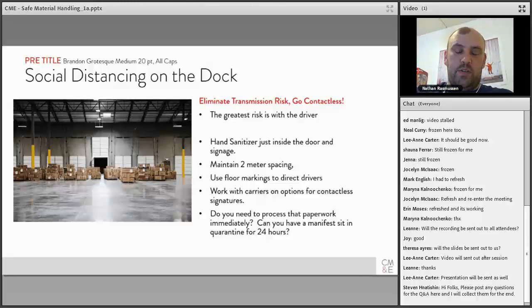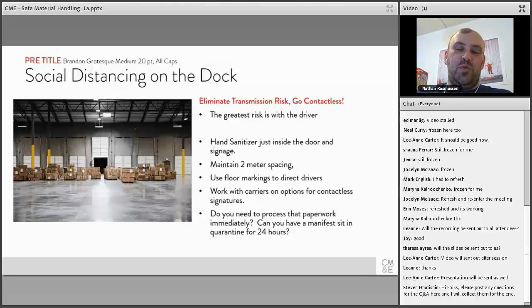That maintaining 2-meter spacing through signage, keeping in mind that some of our delivery drivers may have English as an additional language, maybe their second, third, or fourth language that they speak. So we want to make sure that the signage includes pictograms and that the pictograms are as clear as they can possibly be.